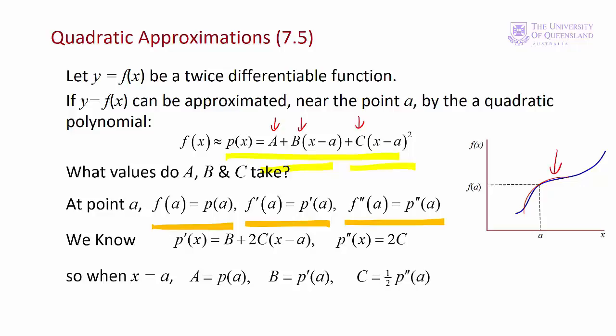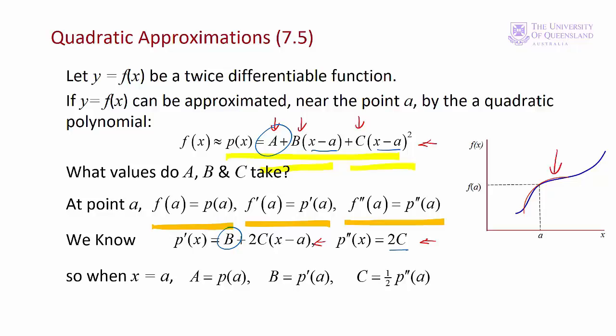So, substituting into our three equations, when x equals a, p of x is just equal to a. These two terms are equal to 0. When x equals a, p prime of x is just equal to b. And when x equals a, the second derivative is equal to 2c. Just rearranging that last equation gives us that c is equal to 1/2 times the second derivative evaluated at a.